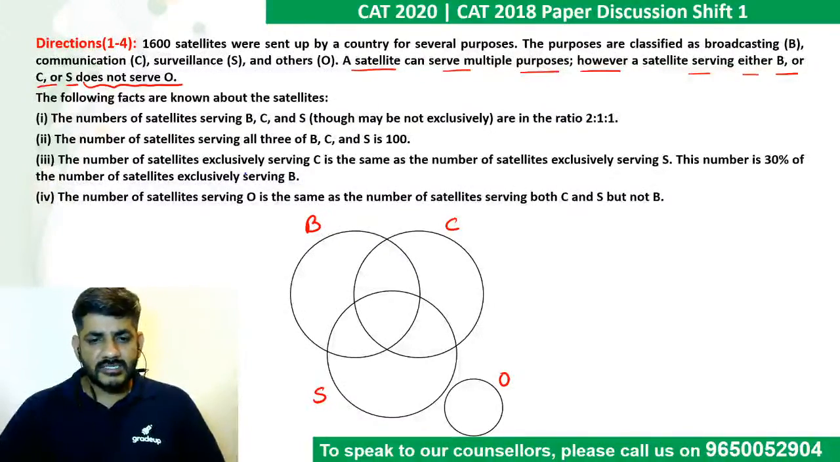The number of satellites serving all 3 of B, C, and S is 100. Put it as fast as possible.